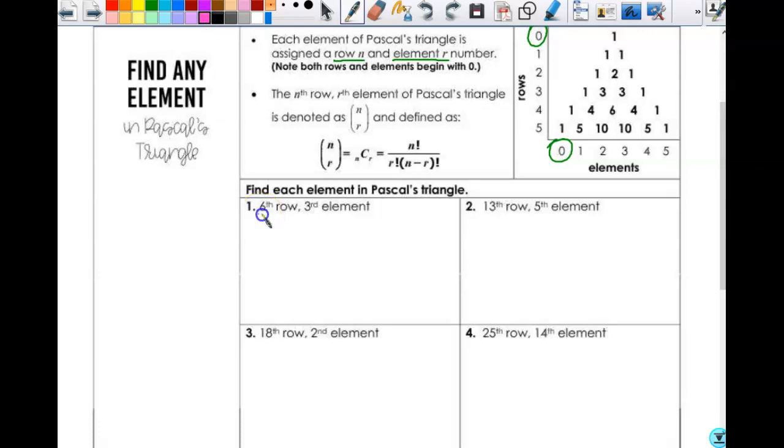I want the 6th row, 3rd element. So that means that this is the nth row, rth element, so 6th row, 3rd element. Then I'm going to use this right here. So this is the 6th row, 3rd element. So what this looks like, well, we could write it as a combination of 6 things taken 3 at a time. Then we can write this as 6 factorial over, this is 3, so this is 3 factorial times 6 minus 3 factorial. We're going to do this first one by hand.